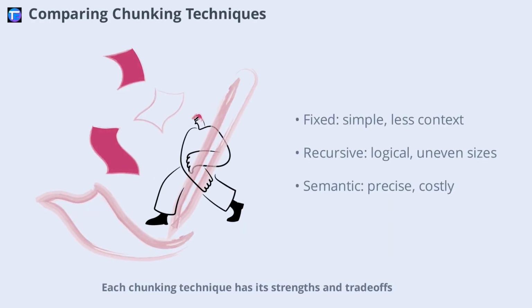Each chunking technique has its strengths and trade-offs. Fixed chunking is simple and fast but may ignore context. Recursive chunking respects logical boundaries but can produce uneven chunk sizes. Semantic chunking delivers high precision but at a higher computational cost. Structure-based chunking leverages document markup for natural splits, while late chunking offers flexibility at the expense of speed. The best approach depends on your document type, retrieval needs, and available resources. Let's see how to choose the right method for your use case.